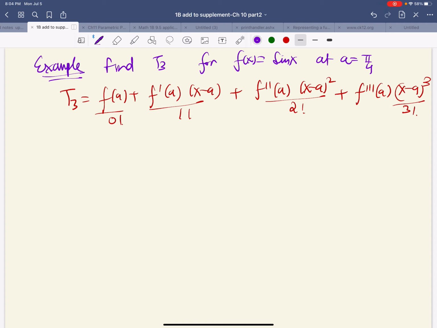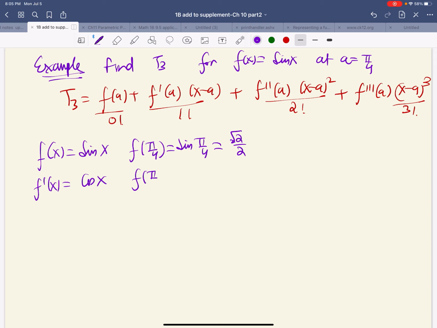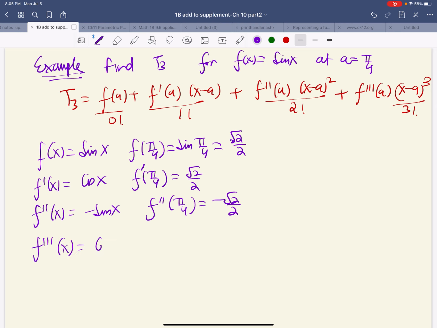Now let's see f of a. F of x is sine x. F of pi over 4 would be sine pi over 4, which is root 2 over 2. Now f prime of x is cosine of x, and f prime of pi over 4 would be root 2 over 2. F double prime of x is going to be negative sine x. So second derivative would be negative root 2 over 2. And now I have the third derivative of x, which is going to be negative cosine x. So third derivative at pi over 4 is going to be negative root 2 over 2.